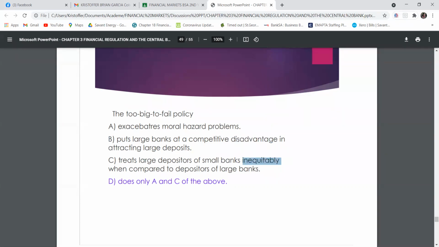So, they treat large depositors of small banks inequitably. Syempre, kung ikaw large depositor ka at doon ka nakapag-deposit sa small bank wherein hindi sila covered ng government kung sakaling mag-fail man sila, inequitable nga naman yung treatment sa kanila. Parehas lang naman tayong large depositor eh. Pero yung bangko mo, back ni government kung sakaling mag-fail or malugi. Pero yung bangko ko wala. Okay? So, yun lang ang sagot dyan.